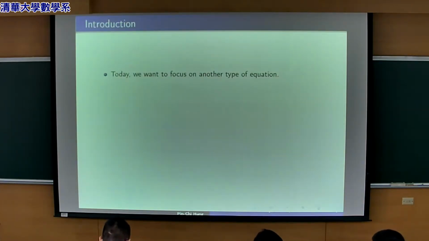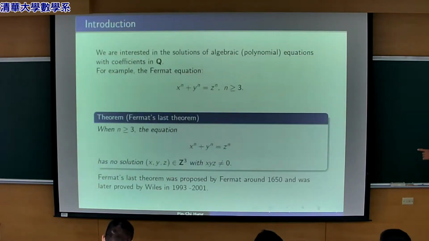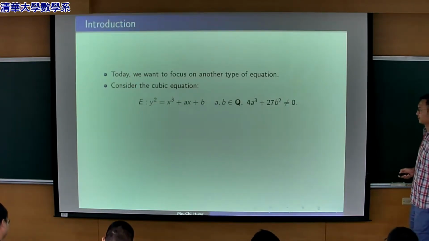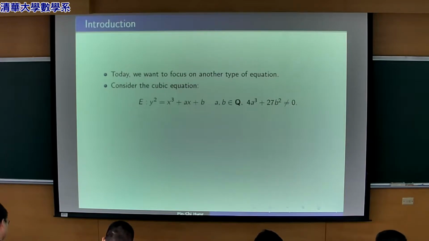Today we are going to focus on another type of equation, not the Fermat equation. This is a cubic equation which looks like this: y squared equals x cubed plus ax plus b, where a and b are rationals. And we require that this cubic polynomial has discriminant non-zero. So we want to consider this equation.